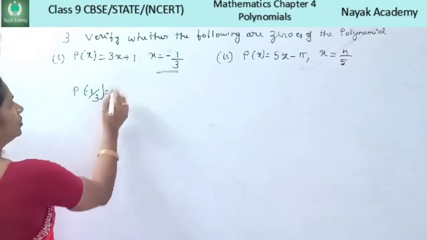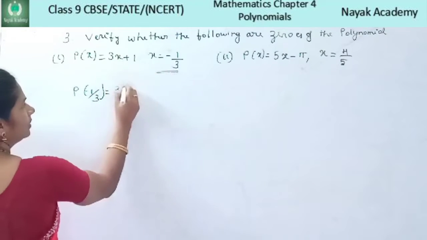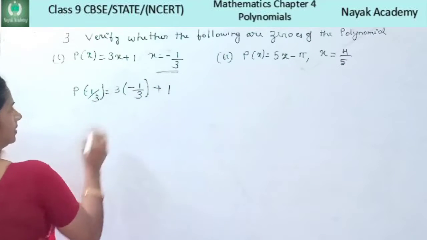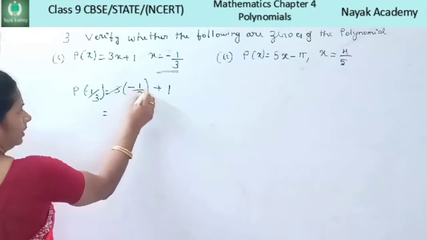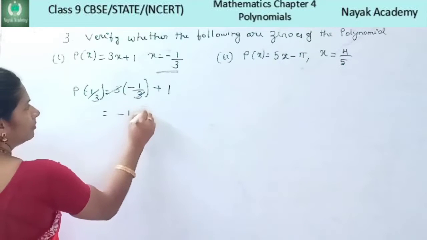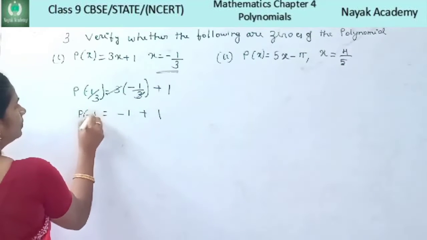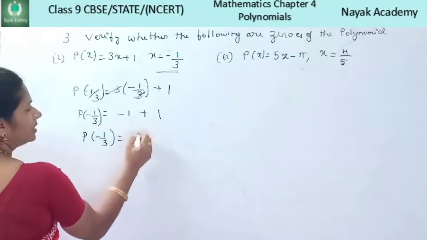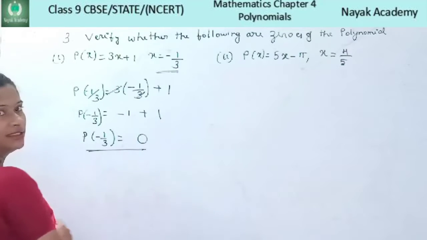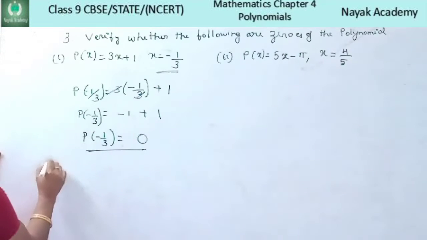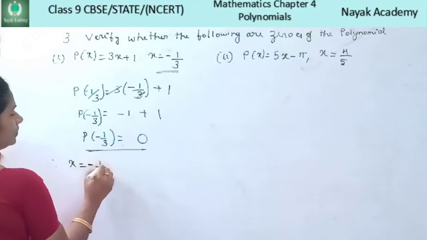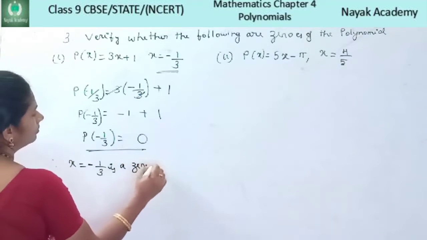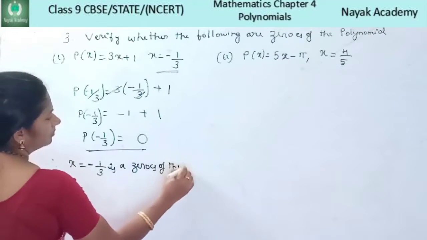Let us substitute the value, children. 3 into, in place of x, you substitute the value as minus 1 by 3, plus 1, as it is. So now 3 get cancelled, minus 1 plus 1. So p of minus 1 by 3 value you will get minus 1 plus 1, it is 0. Therefore, what is your conclusion, children? Therefore, x is equal to minus 1 by 3 is a zero of the polynomial.